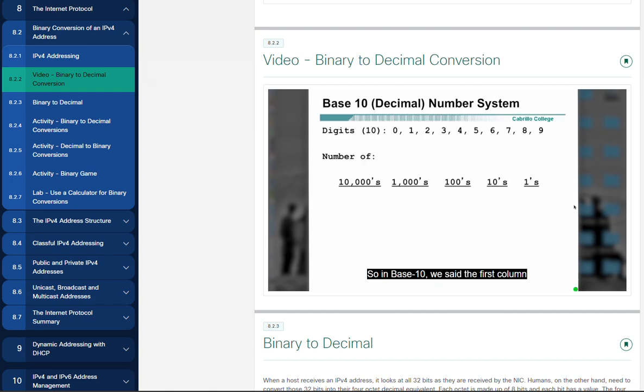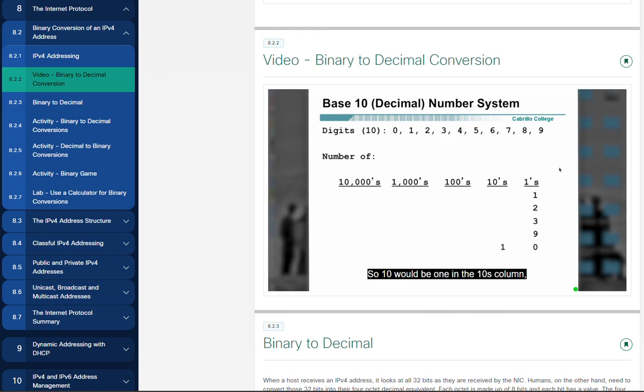So in base 10, we said the first column is the column of ones. The next column is 10 times that, 10, then 10 times that, 100, etc. What digits can go in each of those columns? Well, any digits in our number system, 0 through 9. So whatever I put in the ones column is how many ones I have. Like 1 is 1. 2 would be 2 ones. 3 would be 3 ones. 9 would be 9 ones. And that's actually the last digit in our number system.